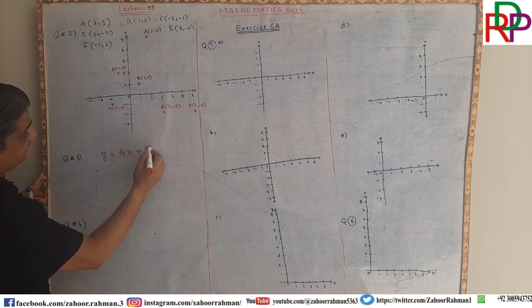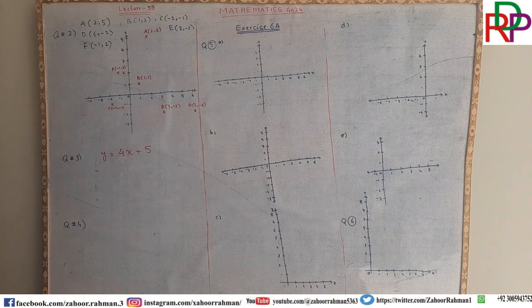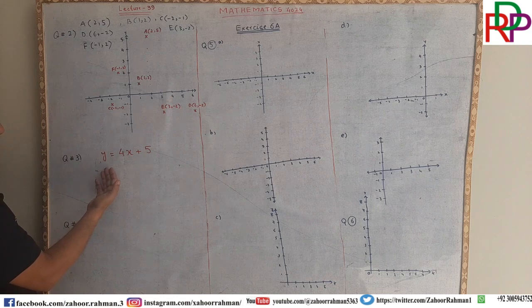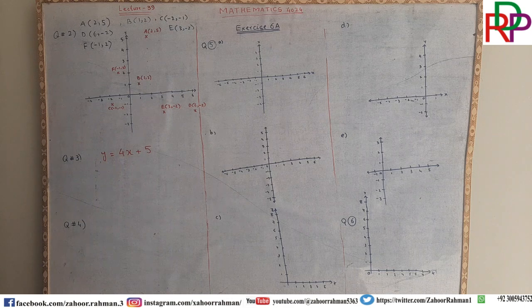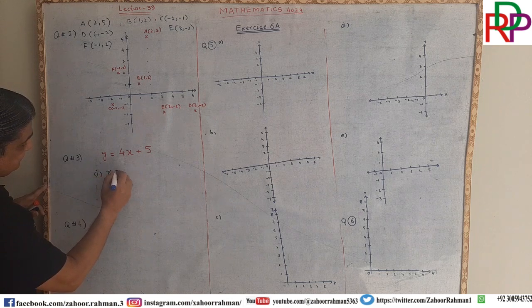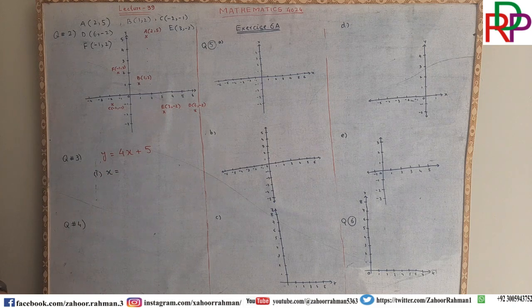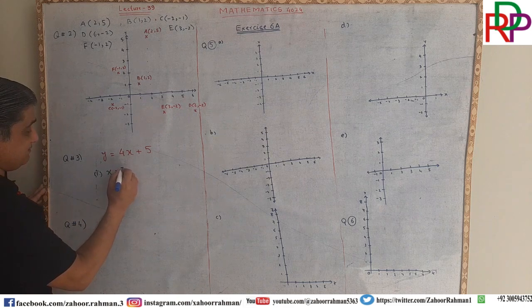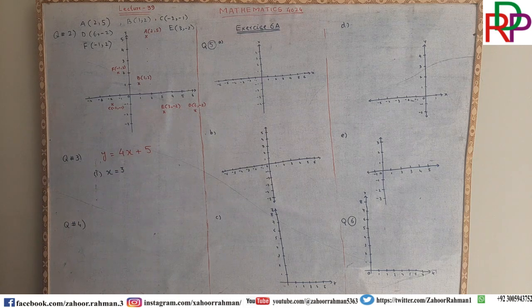4x plus 5 is the equation. And they are telling us, yesterday I told you what is a relation, what is a function. This is a function, and it is the relationship between y and x variable. So when x is given, you can find the value of y. So find the value of y when x is equal to 3, that is easy peasy and lemon squeezy.